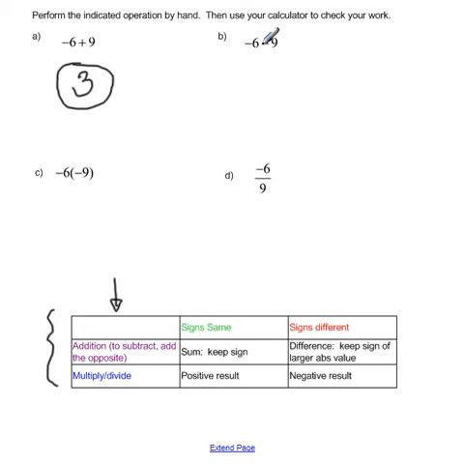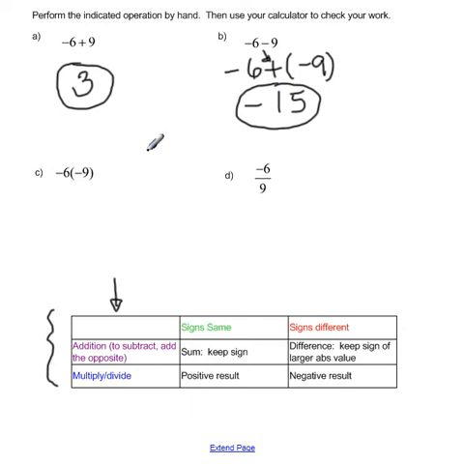Our next one, -6 minus 9. And notice I can tell this isn't multiplication because there's no parentheses around that. This is -6 minus 9. So since it's subtraction, let's change it to adding the opposite. -6 plus, instead of subtract, we're going to add the opposite. Subtraction becomes addition. The opposite of 9 is -9. -6 plus -9 is -15.